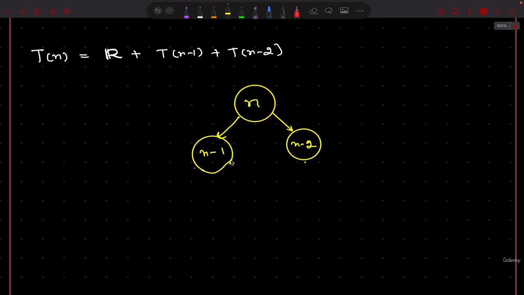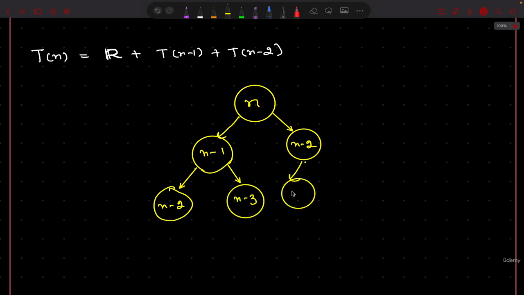Great everyone, so let us see this. This is going to be n minus 2 and this is going to be n minus 3. In a very similar manner, this is going to call for n minus 3 and this is going to call for n minus 4. And just like that, we can of course make these calls, right?